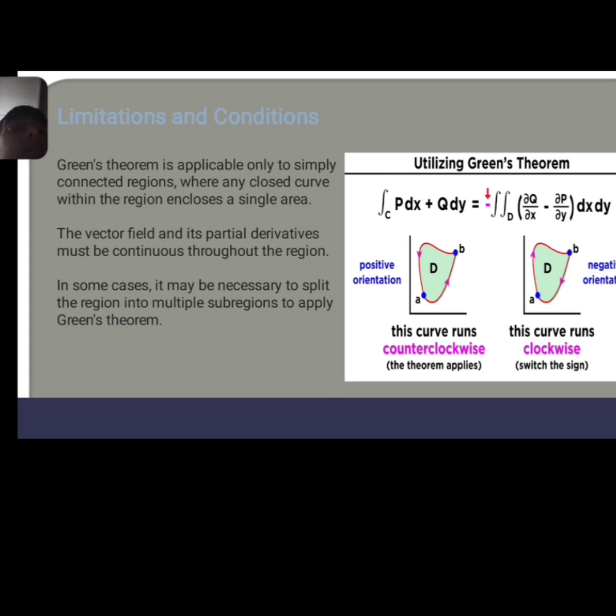Orientation in Green's theorem. Positive orientation: the curve runs counterclockwise. Next, negative orientation: the curve runs clockwise.